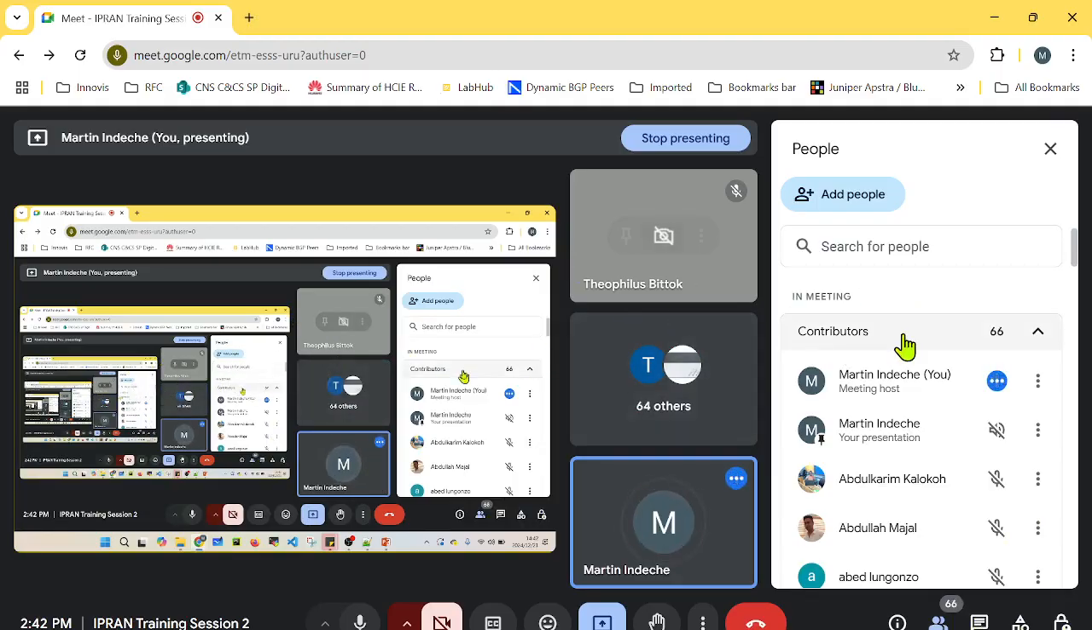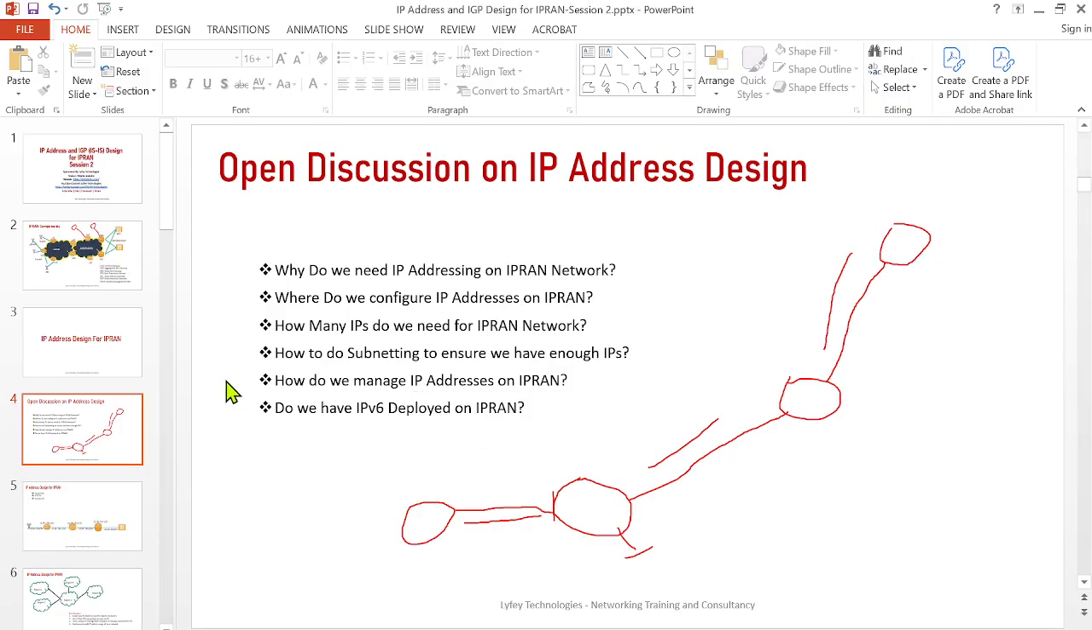The last one before we move to the next slide. Anyone who has IPv6 deployed, planning to deploy SRv6? Because the moment you deploy SRv6, then definitely you should be having IPv6 on your network. Okay, we move to the next slide.